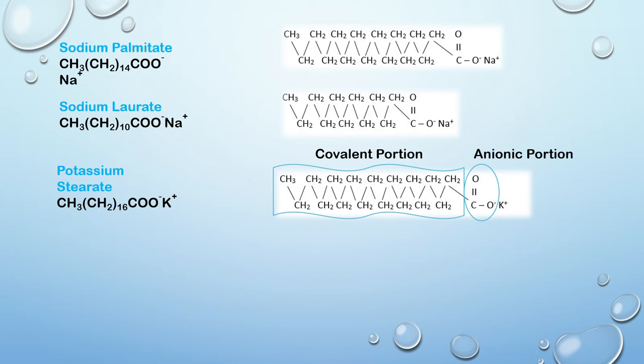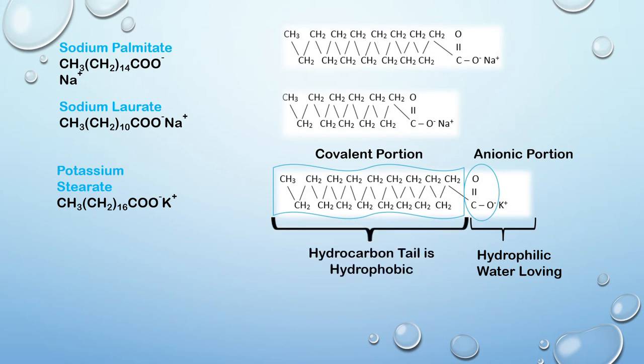As such, when soaps are placed in water, the ionic head has a water-loving property, also known as hydrophilic, while the hydrocarbon tail has the opposite effect towards water, known as hydrophobic. These properties have made soap molecules easily represented by a zigzag line with a round symbol.